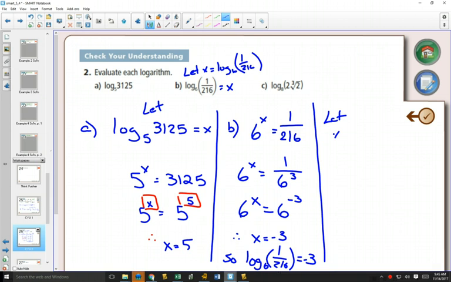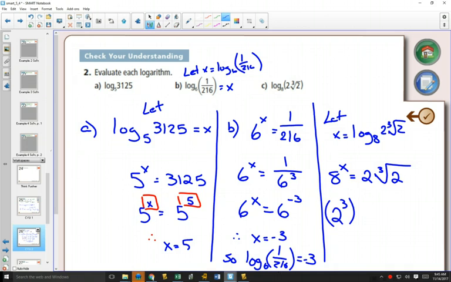Okay? So I'm going to let x equal log 8 of 2 cube root of 2. And so this means that 8 to the x is equal to 2 cube root of 2. Whew, this is the harder one, right? If we're trying to get things to be the same base on both sides, what base do you think we should choose? A base of 2. Can I change 8 to a base of 2? It's 2 to the third, and still to the x. And this is 2 to the 1 times 2 to the 1/3.